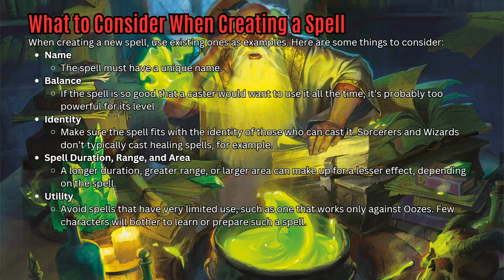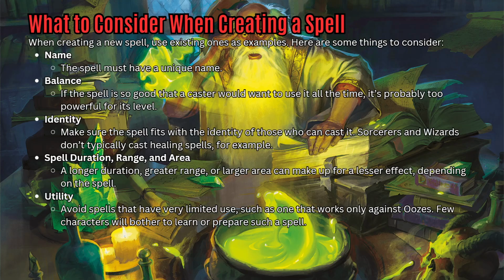So you really need to balance the effectiveness of the spell with the level that you want to create it for. Next, the spell needs an identity, so we need to make sure that the spell fits the identity of those who can cast it. For example, wizards and sorcerers don't typically cast healing spells, so it wouldn't make a whole lot of sense for there to be a healing spell that they can use.